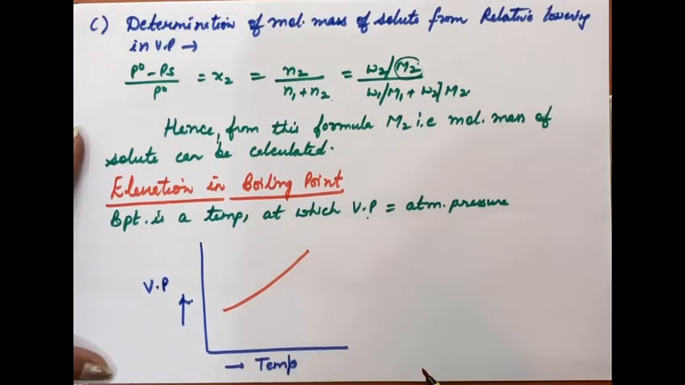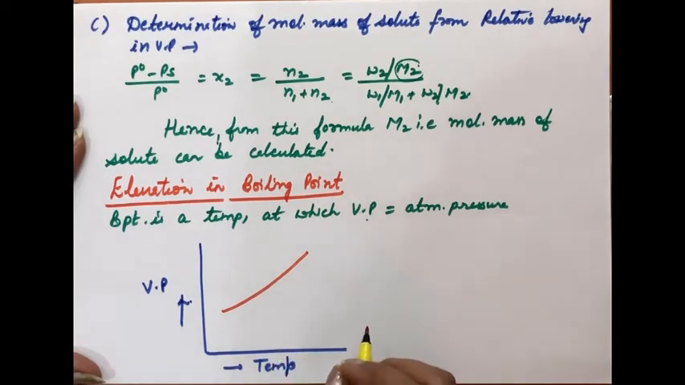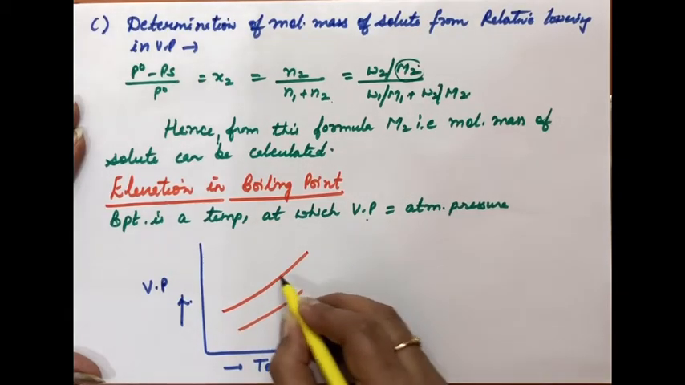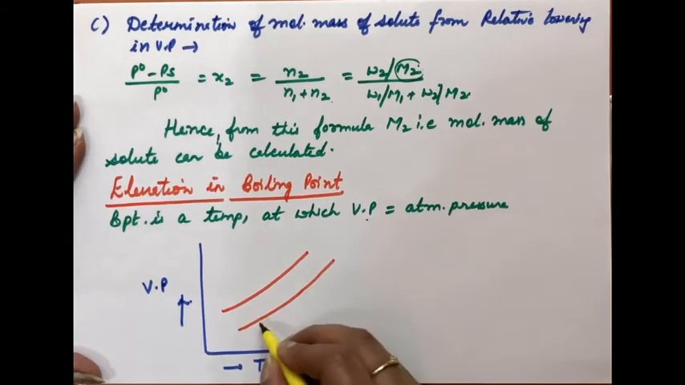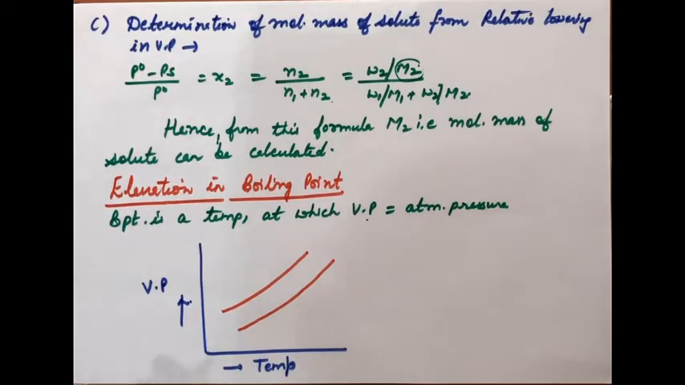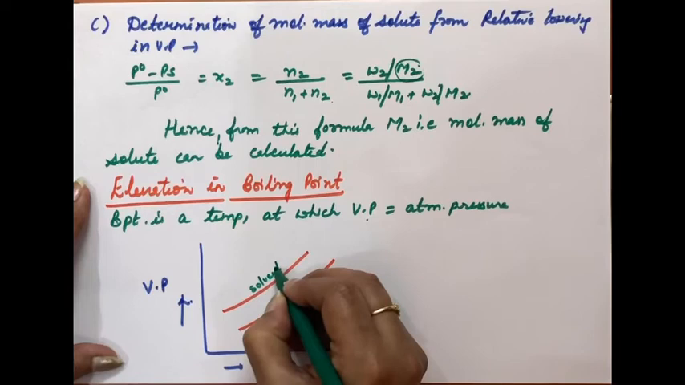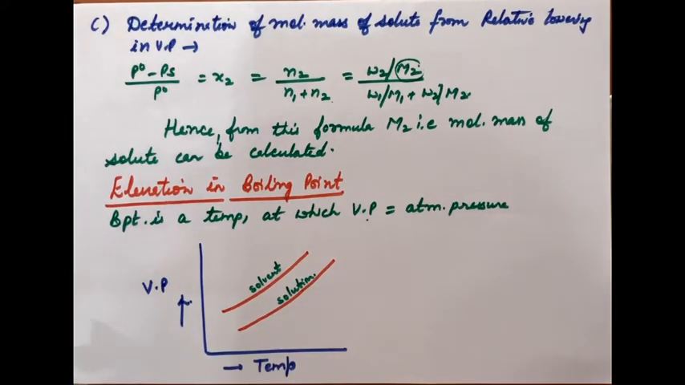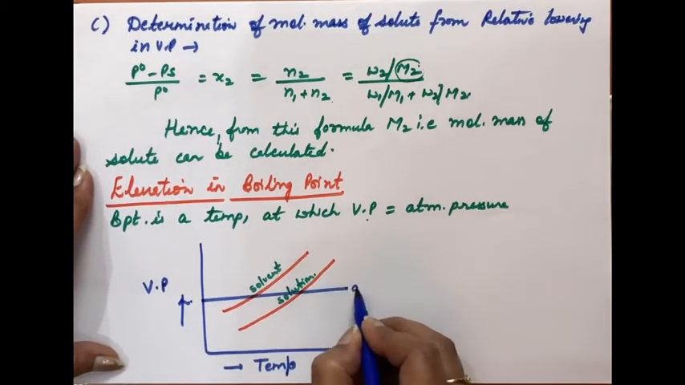And when we take a solution, remember here a solution is when solute is non-volatile. When to the solvent a non-volatile solute is added, its vapor pressure decreases, as we have done. So the curve of the solution will be lower than that of the pure solvent. But even for the solution, as the temperature increases, its vapor pressure will increase. So this is the curve for the solvent, this is for the solution. And let's say at this point, this is the vapor pressure, that is atmospheric pressure.